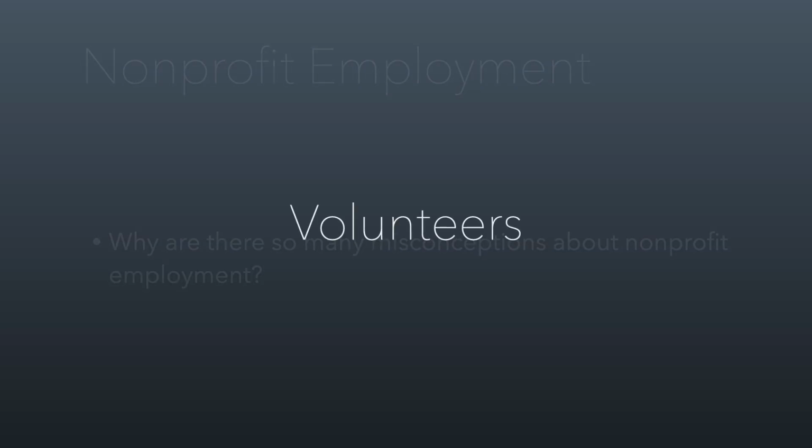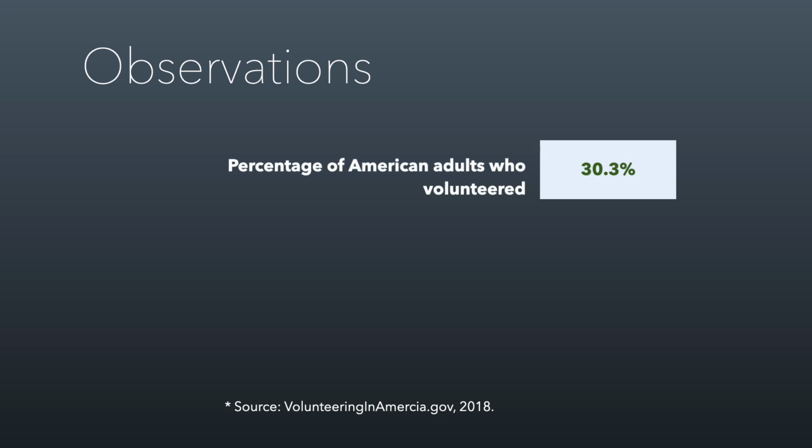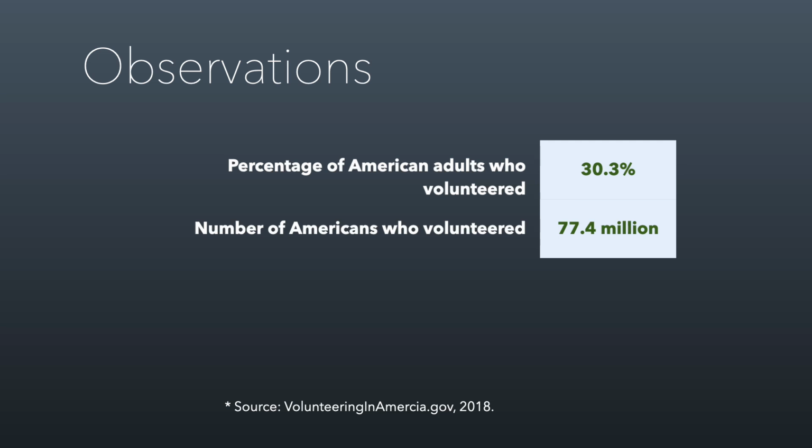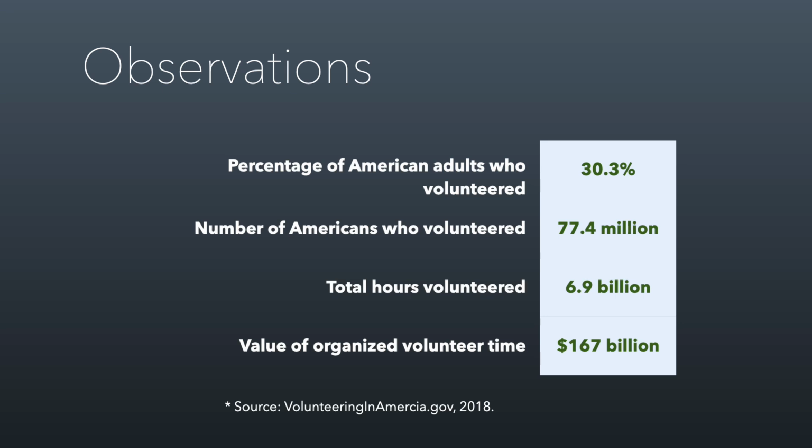All right, let's spend some time talking about volunteers. Let me show you some observations. This data is a little bit old. It's from 2018, but it's still pretty indicative of how this works. In 2018, according to volunteeringinamerica.gov, about 30% of Americans volunteered their time. That was roughly 77.5 million people that did so. That's 6.9 billion hours volunteered. And using a value estimate from Independent Sector, that accounts to about $167 billion in economic value through volunteering.